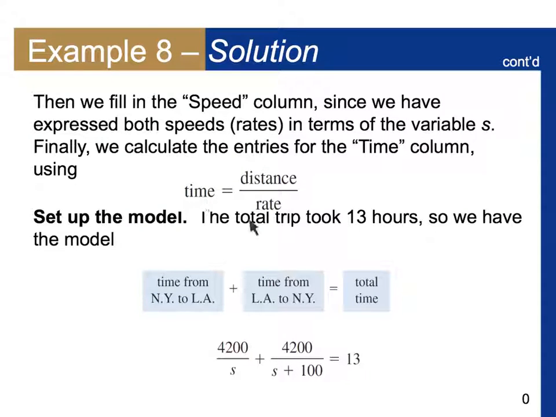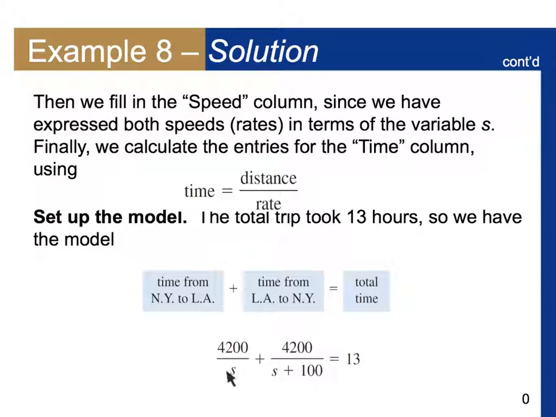That's how we got that from the previous table. And we're going to take the time outbound plus the time returning to get our total time. Remember, our total time was 13 hours. So T1 plus T2 equals 13. So this is our equation. Distance over rate for the way out, distance over rate for the way back. Time 1 plus time 2 is 13.